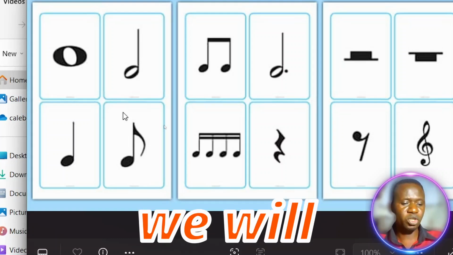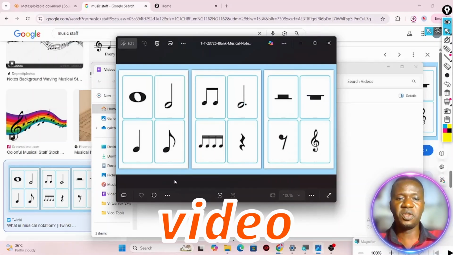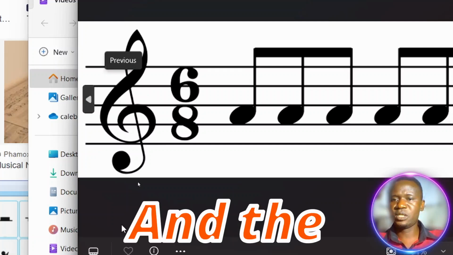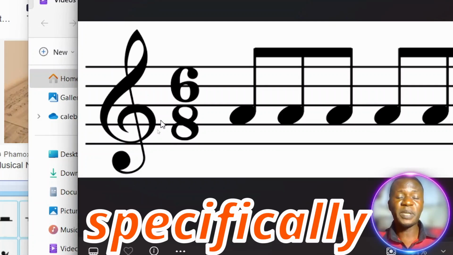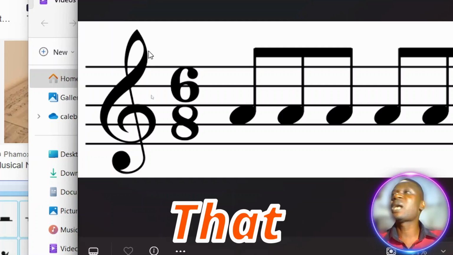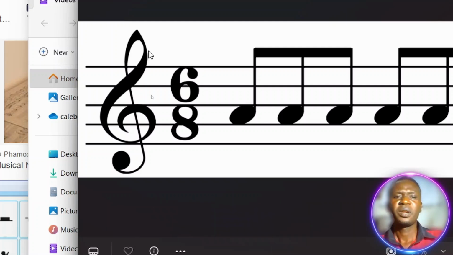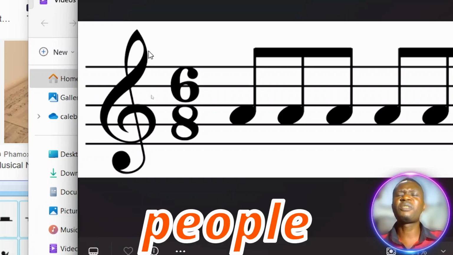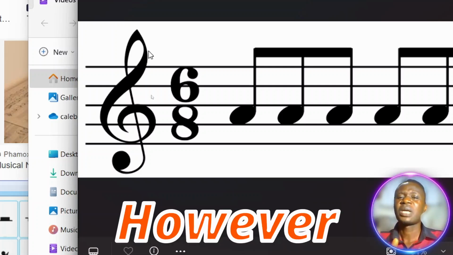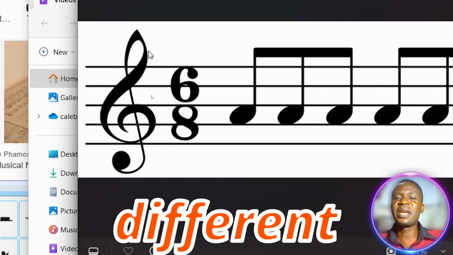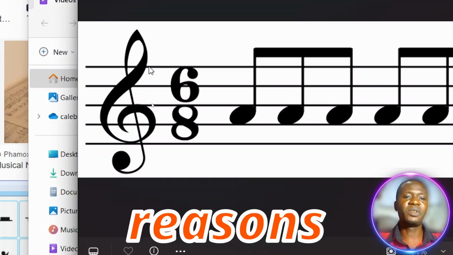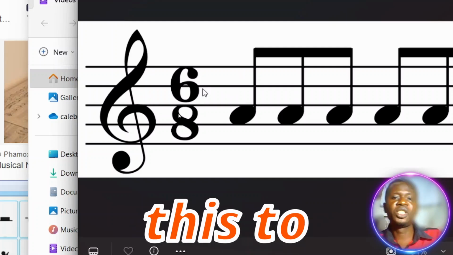So this is what we will be looking at. In our next video, we will be looking at the clef, which is the treble clef and the bass clef. But specifically, when we were singing that birthday song, what is the birthday song again? So so la so do ti so so la so. A lot of people stick on a particular note. However, the percussions were playing a different music while we were not following the same beat. So this is one of the reasons why I bring this to your notice.